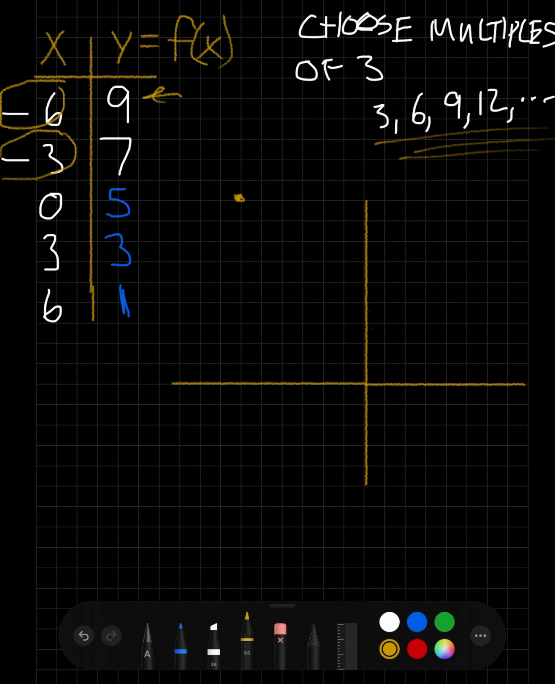We have the point negative 3, 7 right here. And this is my, I really should label these nicely. If you guys turned in a graph like that, I'd be so mad. This is my x-axis. I should do it nicely for you. And this is my y-axis. If I plug in the x value of 0, I get out the y value of 5. If I plug in the x value of 3, I get out the y value of 3. And if I plug in the x value of 6, I get out the y value of 1.